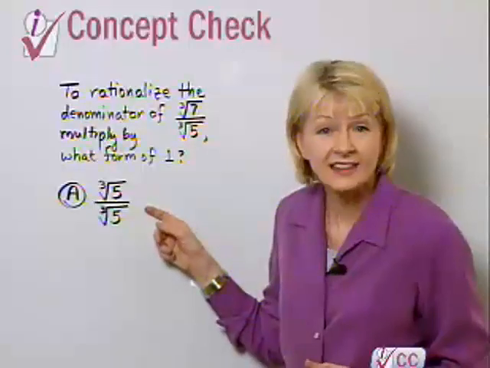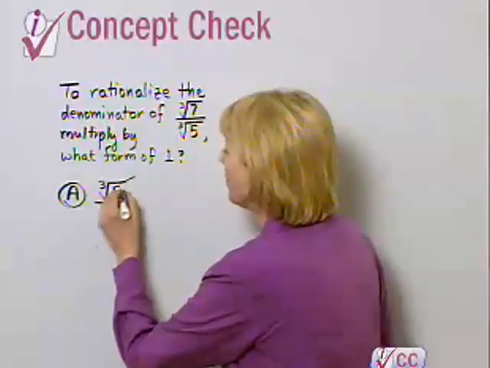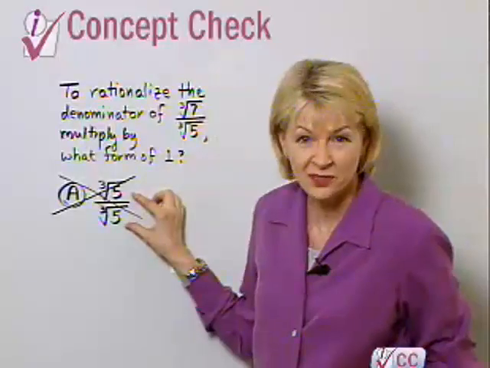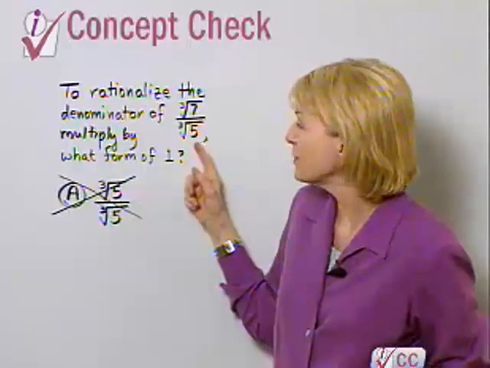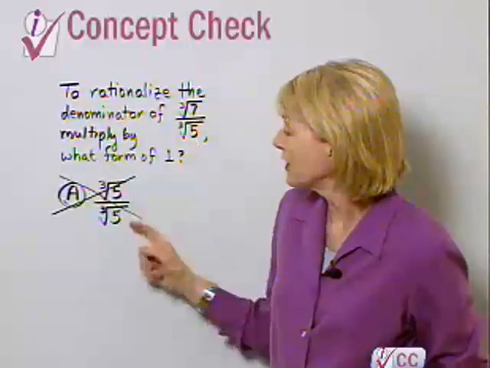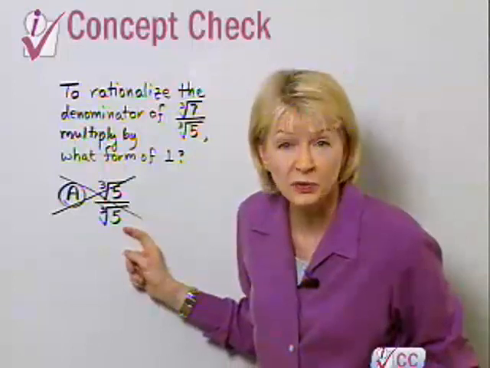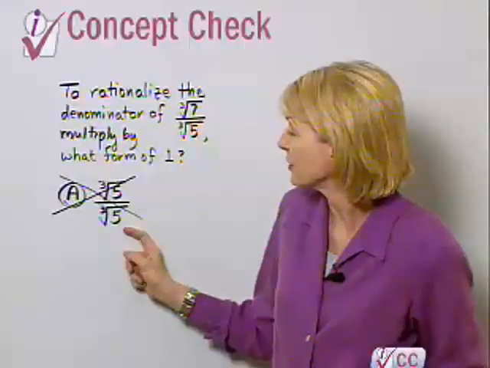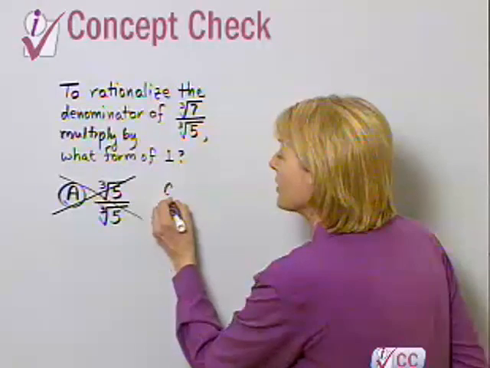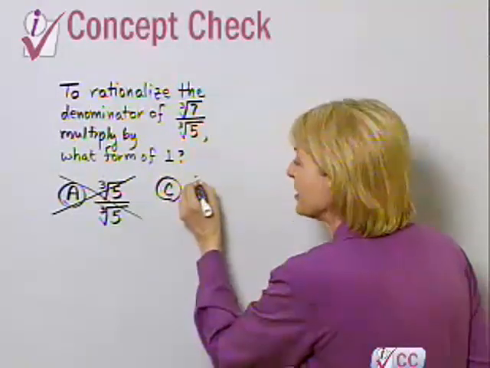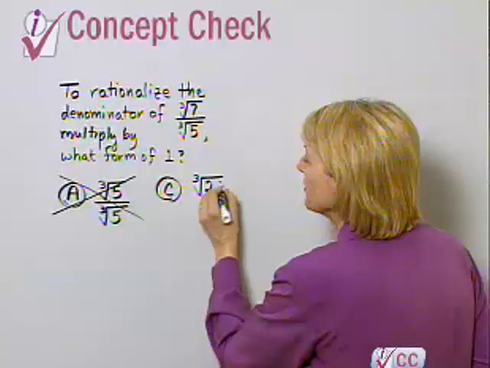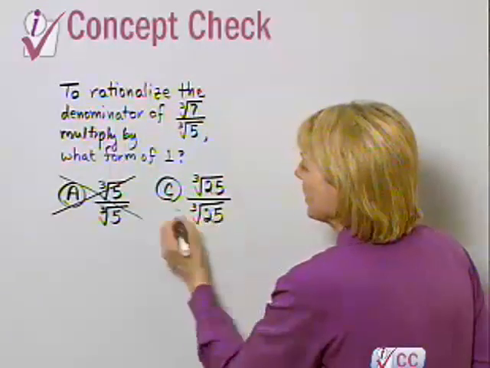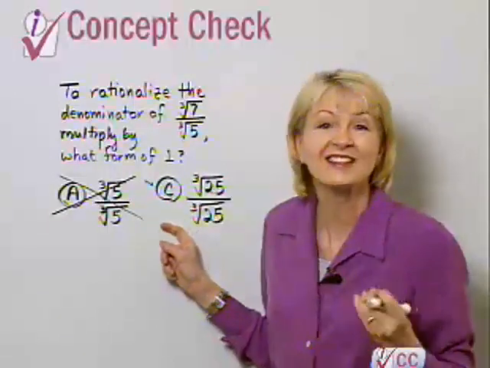Unfortunately, A is not the correct choice, although it's perfectly okay to multiply this expression by this one. Notice in the denominator you would have the cube root of 5 times 5 or the cube root of 25. That will not rationalize the denominator. You need to multiply by choice C, cube root of 25 over cube root of 25. Choice C is the correct answer.